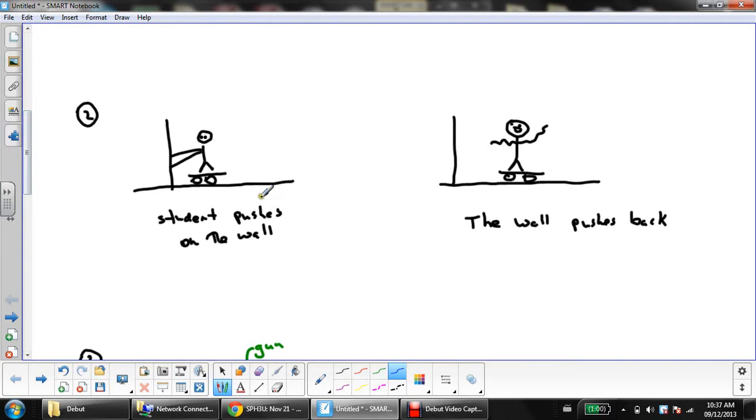I've got a little guy here, student, on a scooter board. He pushes against the wall. And then hopefully we realize when he pushes against the wall, the scooter board's going to start going that way. Look, he's scared. His arms are waving all around. So student pushes on the wall, and the wall pushes back on him, and he goes this way.